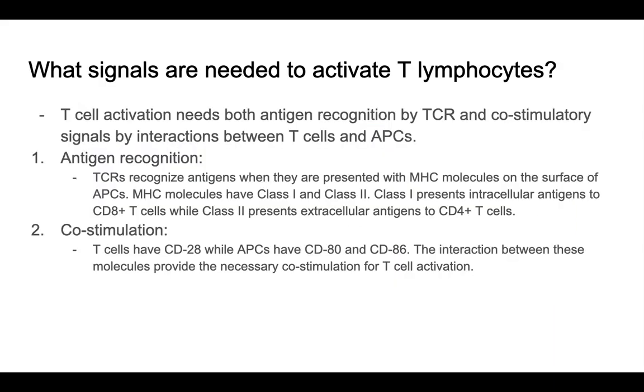What signals are needed to activate T lymphocytes? T cell activation needs both antigen recognition by TCR and co-stimulatory signals by interactions between T cells and APCs. The first signal is antigen recognition. TCRs recognize antigens when they are presented with MHC molecules on the surface of APCs. MHC molecules have class I and class II. Class I presents intracellular antigens to CD8 plus T cells, while class II presents extracellular antigens to CD4 T cells.